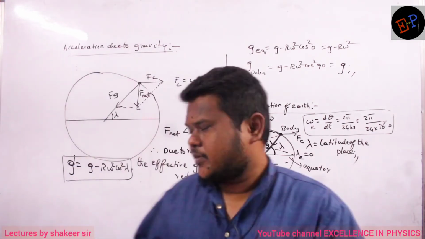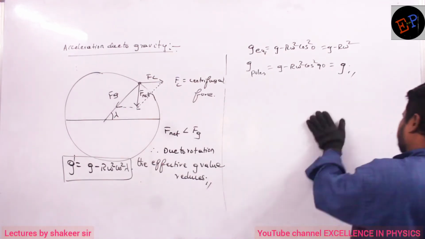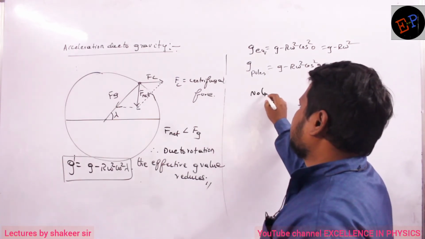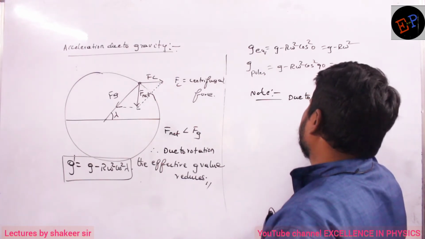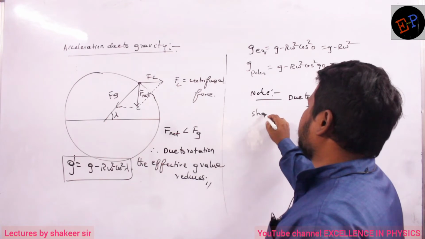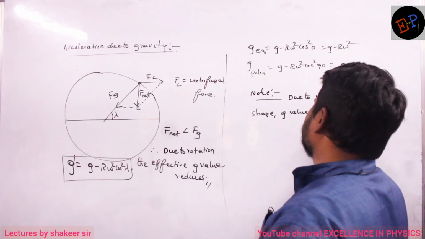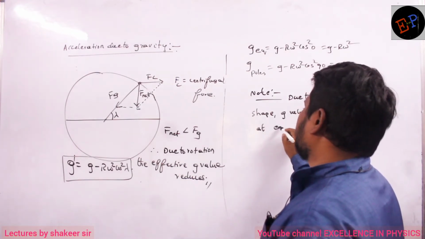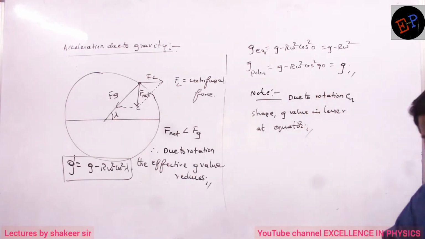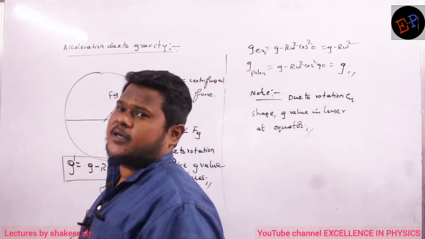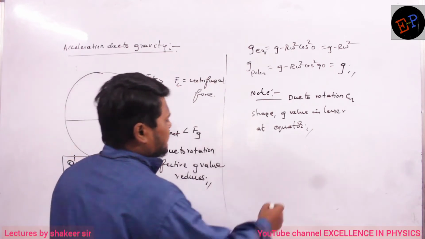So therefore what I wrote here, I wrote that due to rotation and shape, because of both of them g value is lesser, g value is lesser at equator. Okay? So because of shape of earth also g value is lesser at the equator, and because of rotation of earth also g value is lesser at the equator. Understood? That's it.